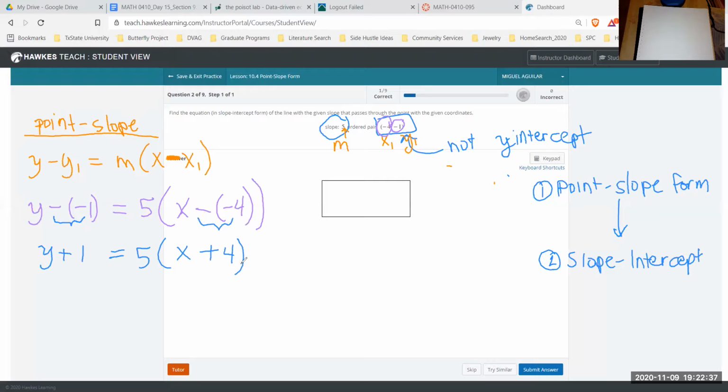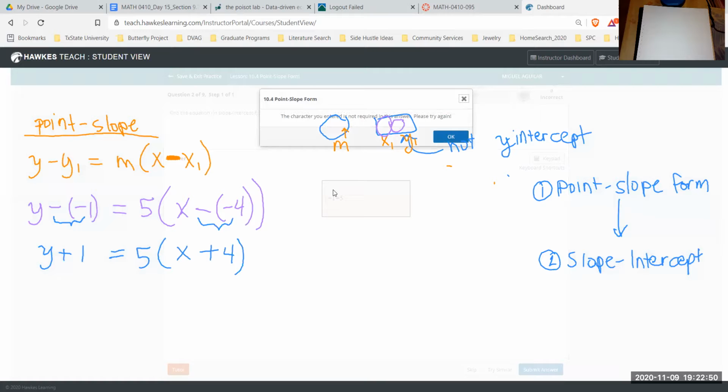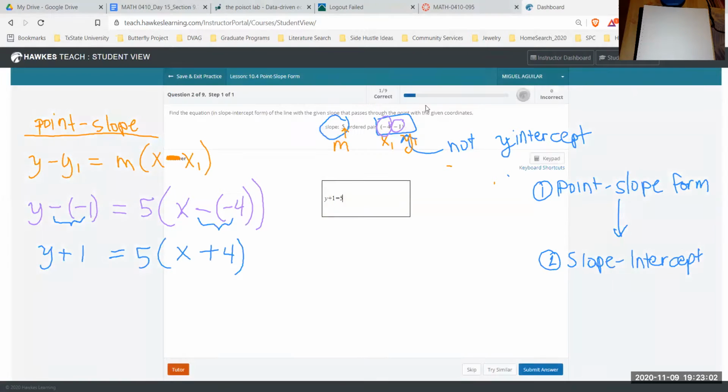So this would be point slope form, but just to demonstrate, if you are asleep at the wheel and you think, oh, I got it, let me go ahead and type that in. Y plus 1 is equal to 5 times... Well, they're not letting me put parentheses in. It gives me this message saying that this character you entered is not required for this answer. So that means I can't put parentheses, so they're trying to stop you from putting point slope form.